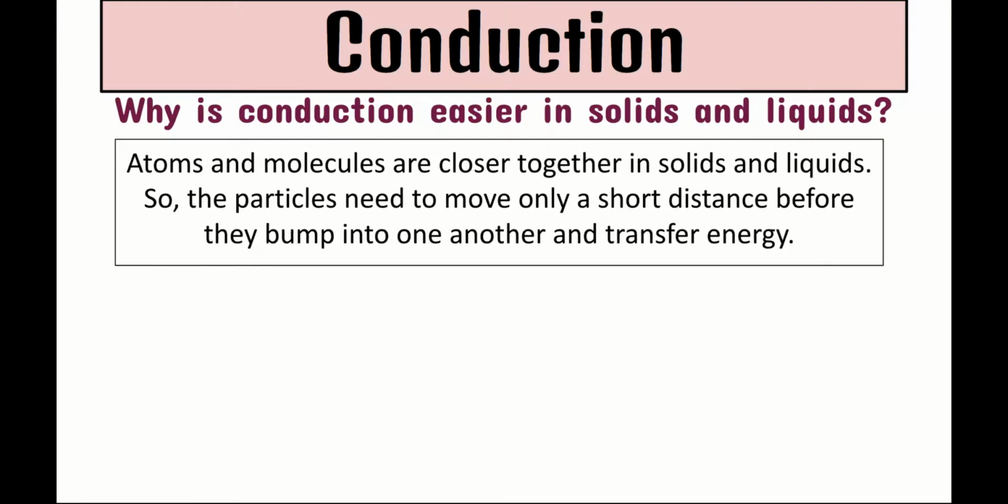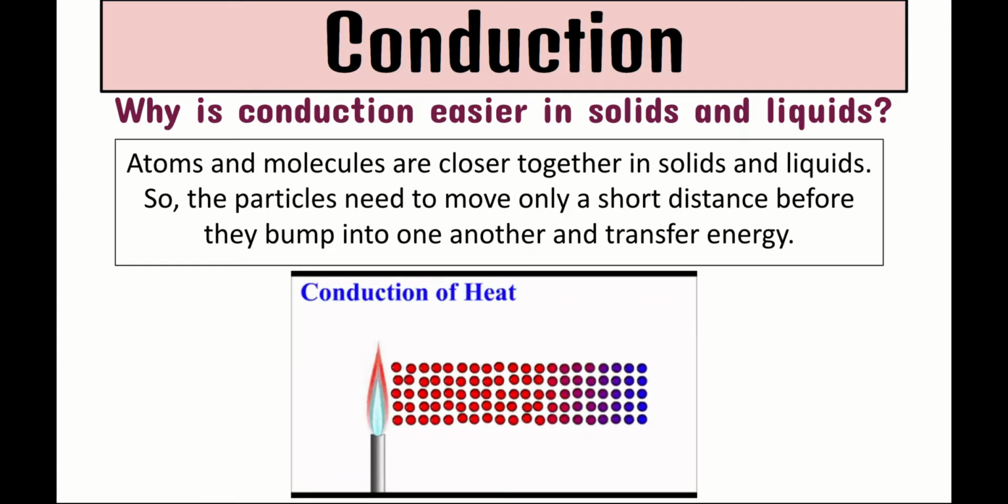So why is conduction easier in solids than liquids? Well, it has to do with how close the atoms and molecules are together in solids. In solids, your atoms and molecules are very, very tightly compact, and so they only have a very short distance for the heat to transfer from one atom to the next. As they transfer from one atom to next, that's your energy transfer, and it's going to quickly heat up whatever is touching it.